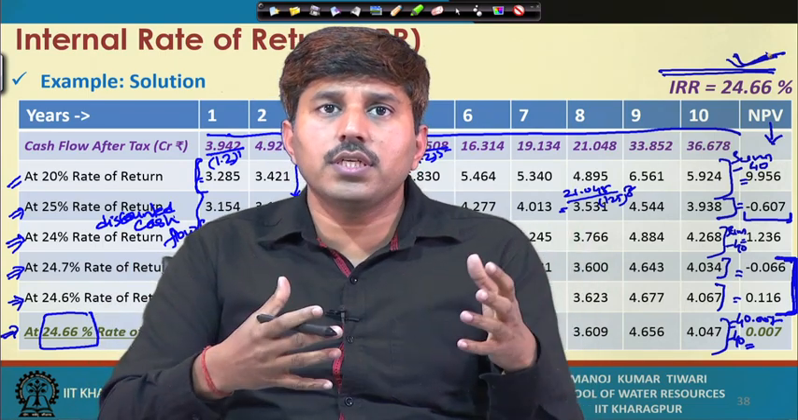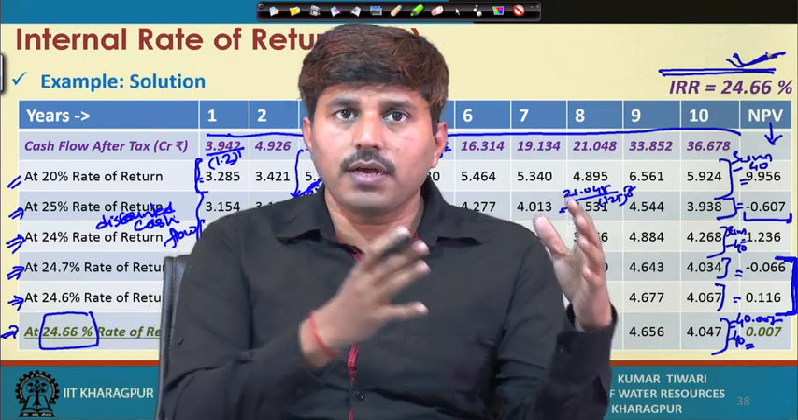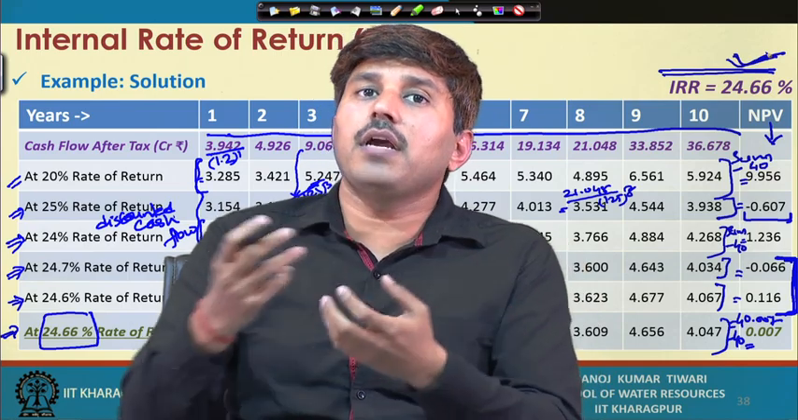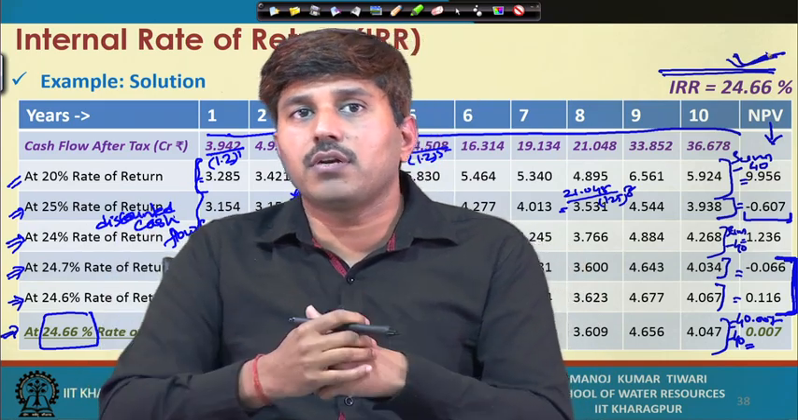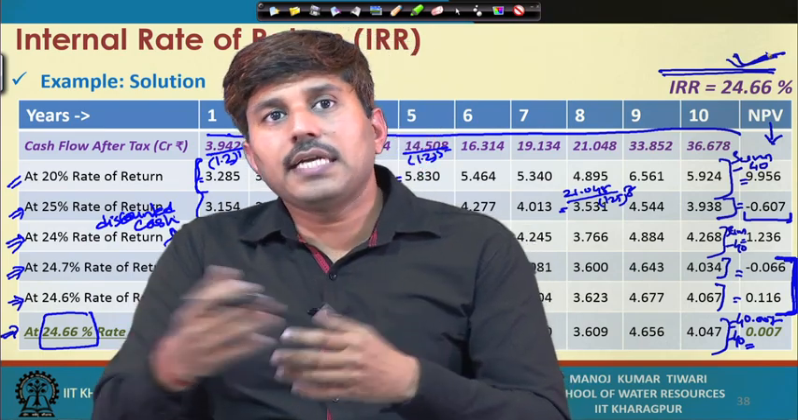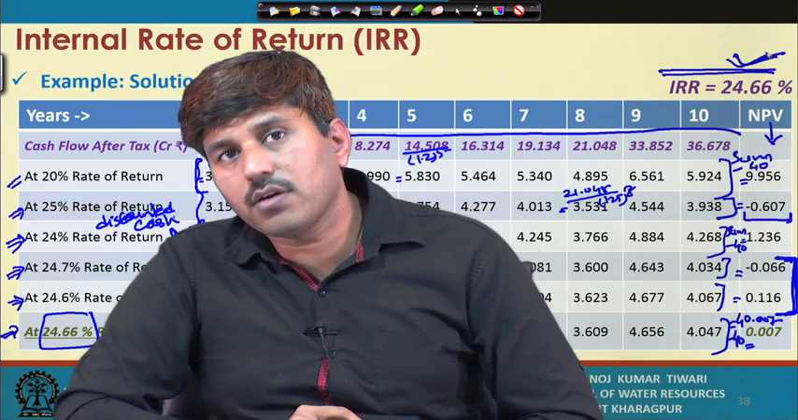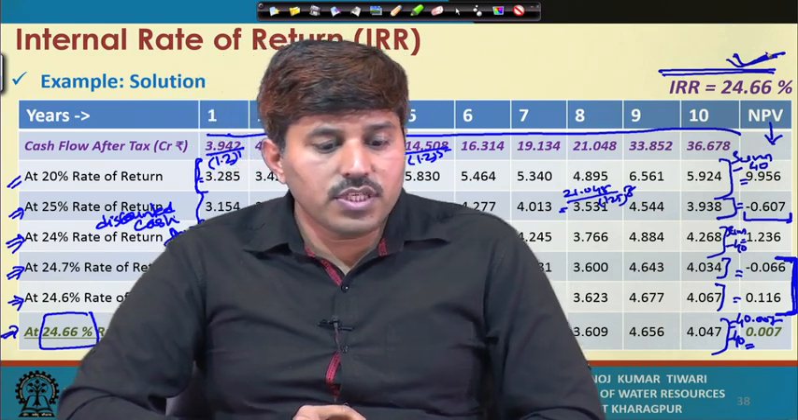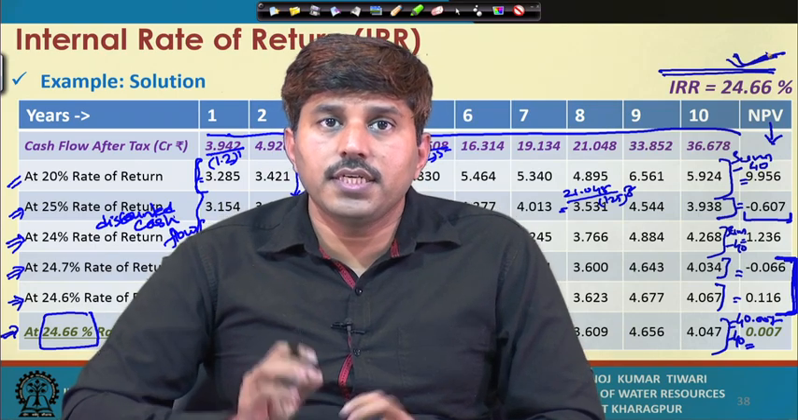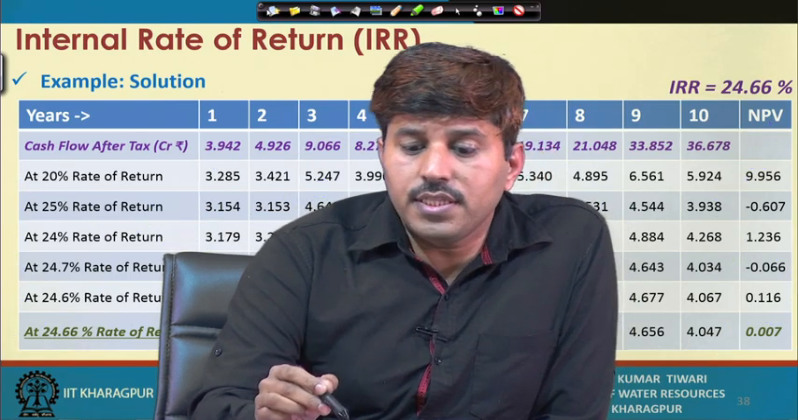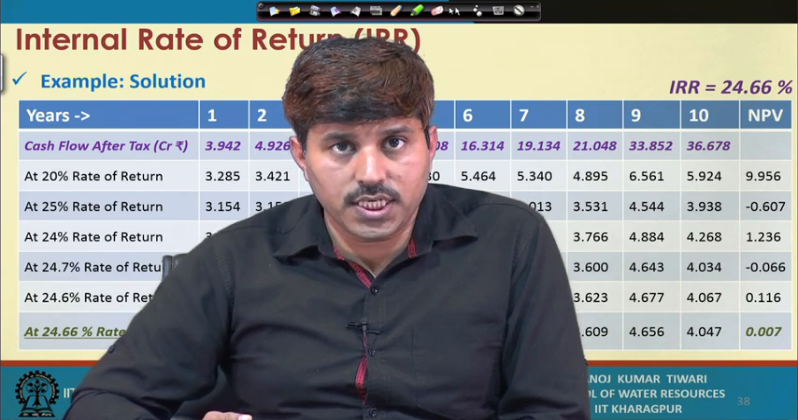seen when we were using the NPV approach as well, because for the same problem even the NPV value was very high. NPV value also we got around 36 crore, and that is also reflected from the internal rate of return, which is close to 25%. So this way the internal rate of return is estimated and is used for evaluating the economic feasibility or financial feasibility of the proposed projects.